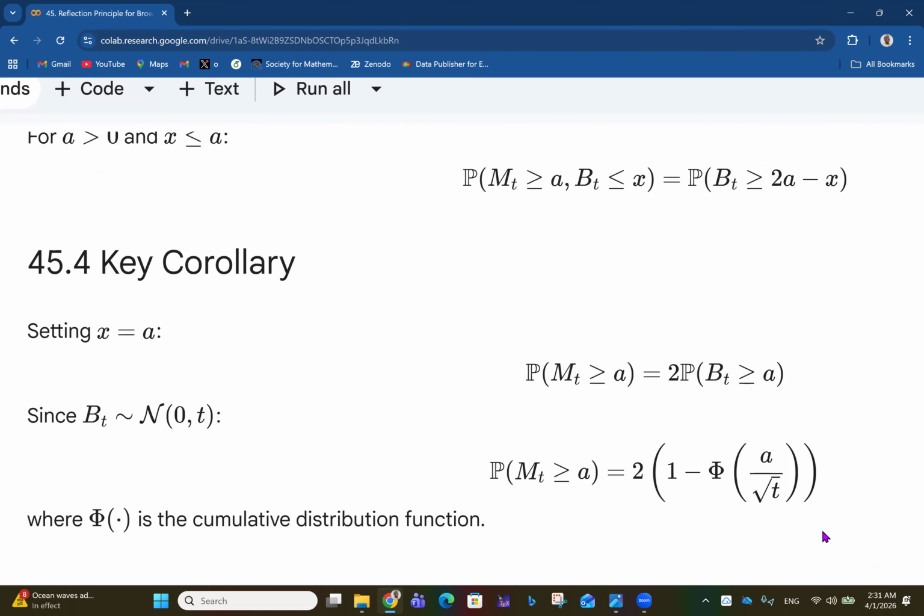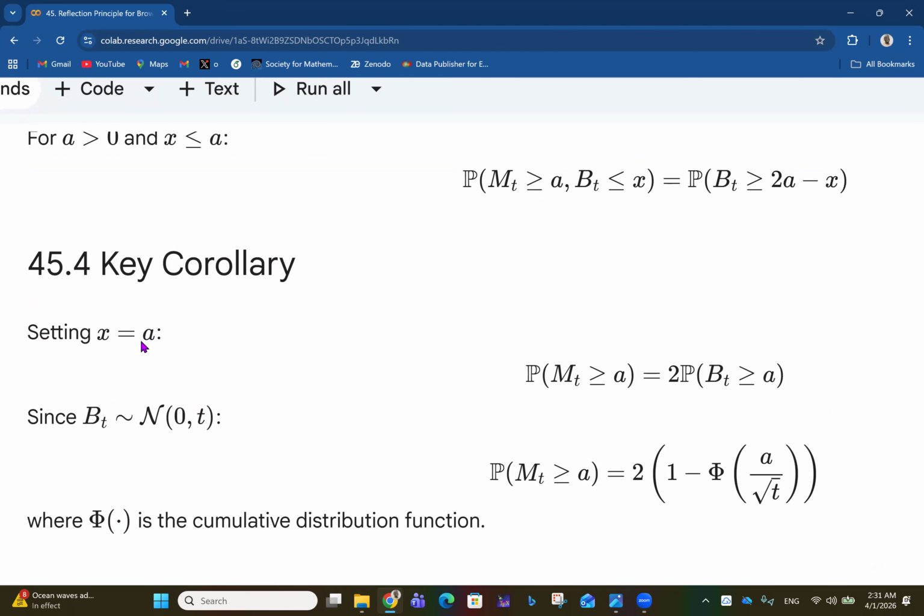The key corollary in this matter is that if you set x to be equal to a, you have 2a minus a, which is just a. So it means we have M_t greater than or equal to a and B_t less than or equal to a. That means the probability that M_t is greater than or equal to a is equal to 2 times the probability that B_t is greater than or equal to a, because M_t is greater than or equal to a and B_t is greater than or equal to a also.